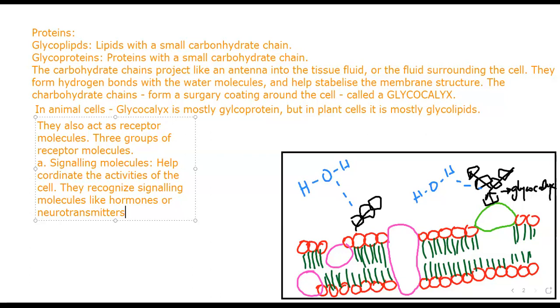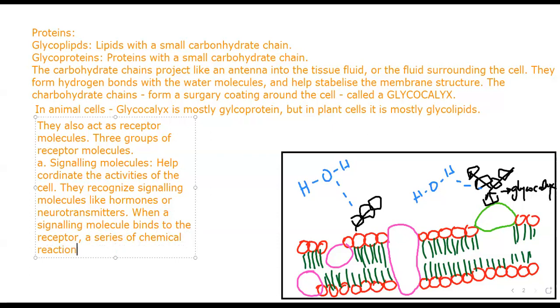Now, what is going to happen when a signaling molecule binds to the receptor? A series of chemical reactions is triggered inside the cell. So that is going to be signaled inside the cell, and then the body or the cell is going to respond in the way that it is supposed to.